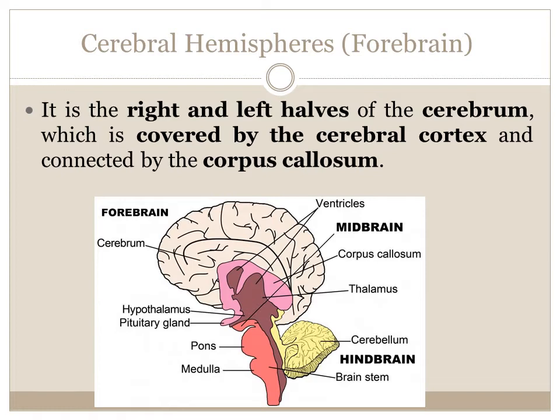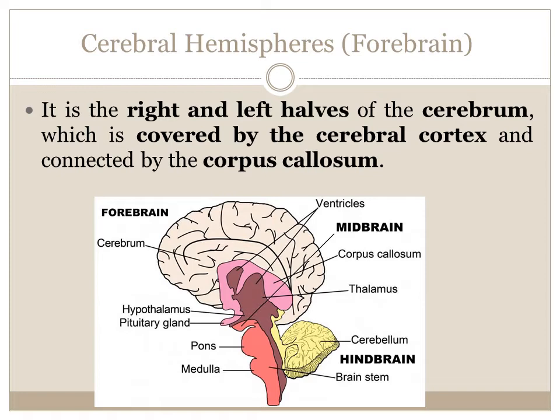The corpus callosum is the pink, or rather purple, part under the cerebrum, and there's an arrow showing it. Again, the corpus callosum is the one that connects the left and right halves of the cerebrum. And the cerebrum is the bigger part there.